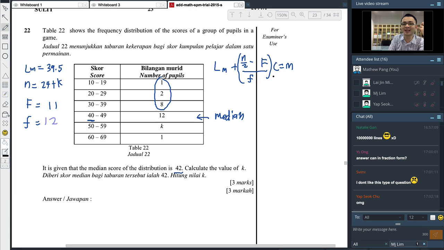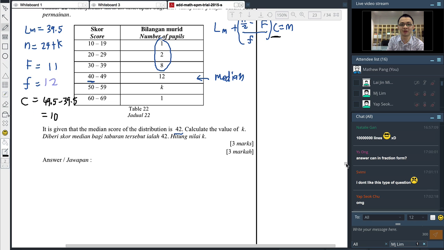Then C is the class size. For class size you can use upper boundary minus lower boundary, which is 49.5 minus 39.5, so the class size is 10. Or you can use your fingers: 40, 41, 42, 43, 44, 45, 46, 47, 48, 49. It's 10. Both methods are okay, but I prefer you use boundary because you are MF students. If the number is very big, it's impossible to use your fingers in the exam. Anyway, just substitute everything in the formula, then you can easily get 3 marks.